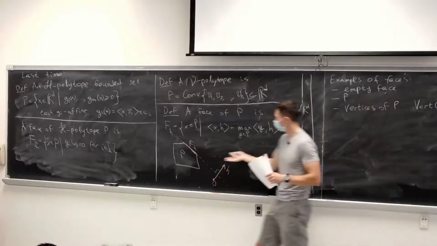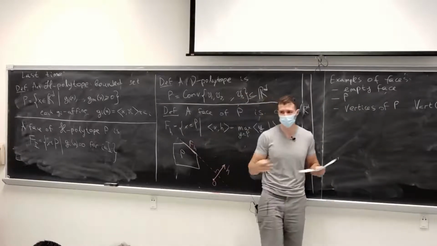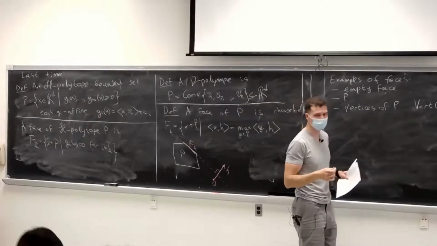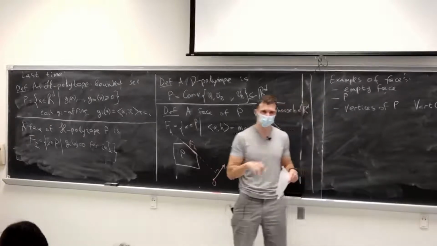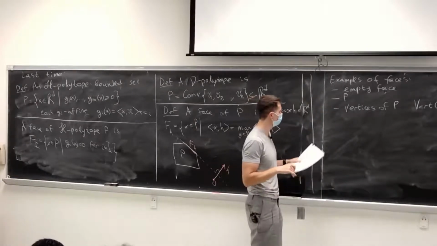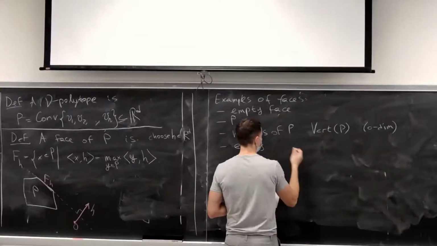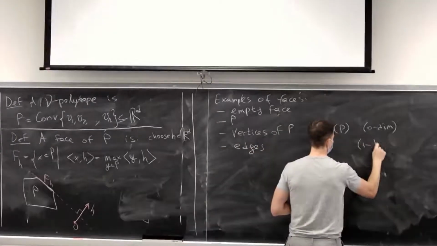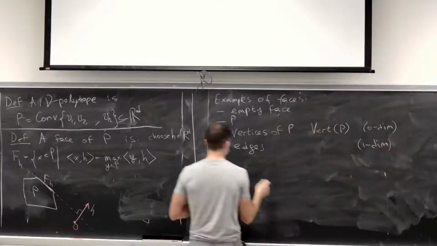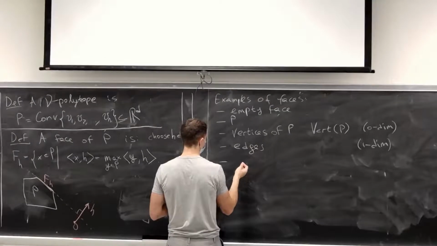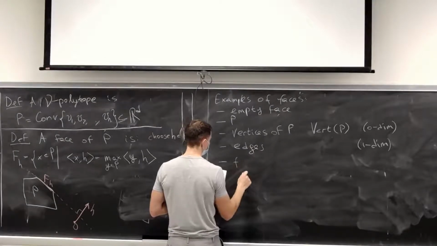Last time we defined the dimension of a face as the dimension of its affine hull, the minimal affine subspace which contains the face. And so the zero-dimensional ones are the vertices. The one-dimensional ones are the edges. And there are also some faces called facets.